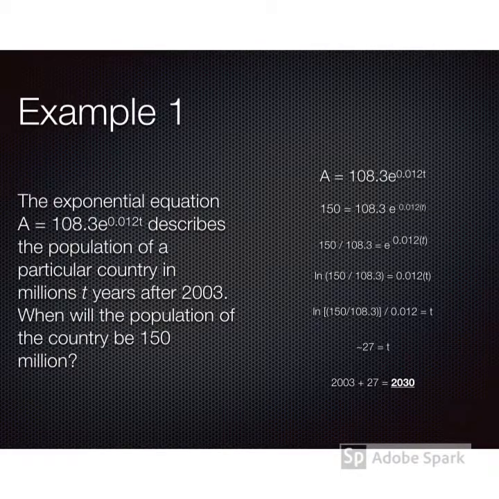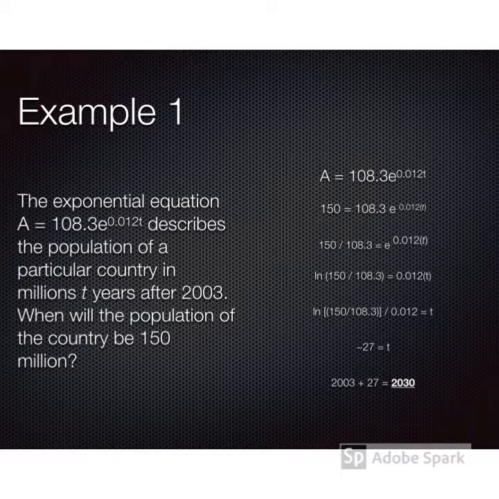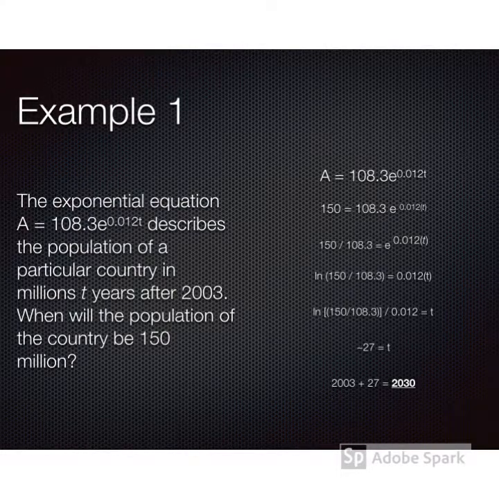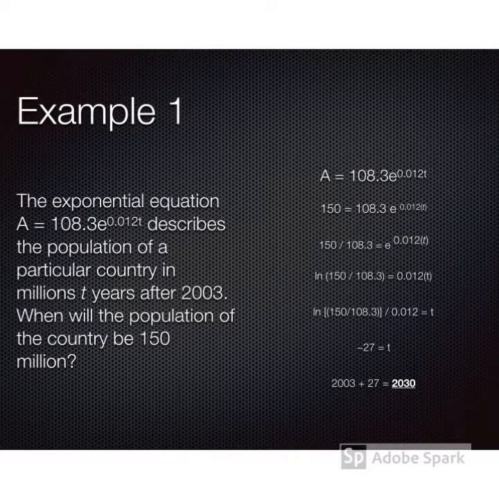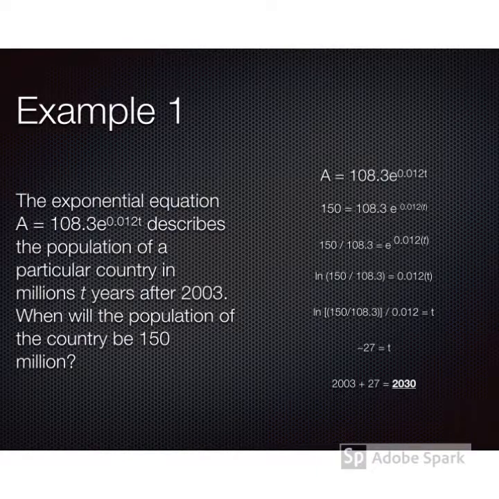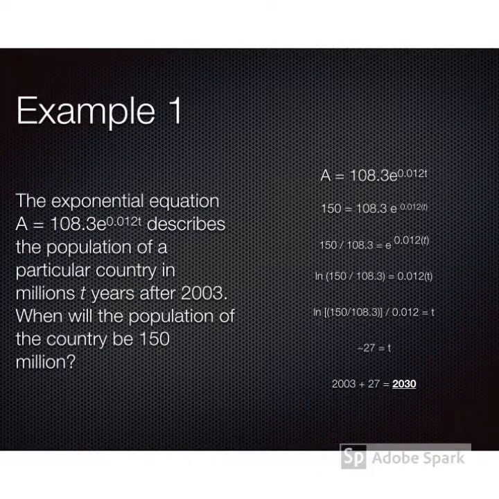Now that we know the formula, we're going to use that, and it's asking us when will the population be 150 million. So we know that 150 million is our A in the formula. Plug everything in, and we're trying to solve for t. So that's why the objective is to get t all by itself.